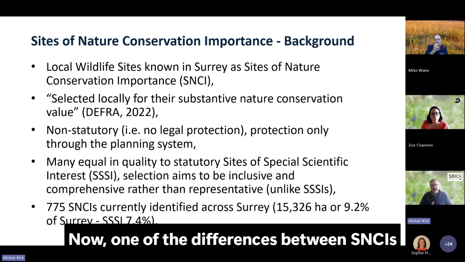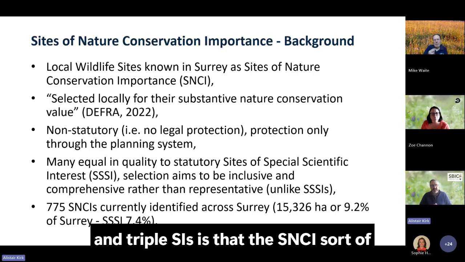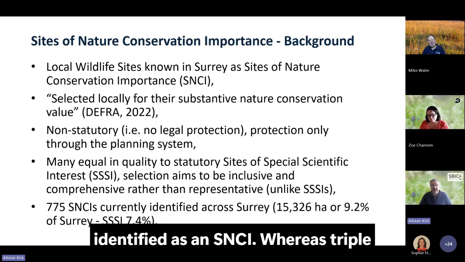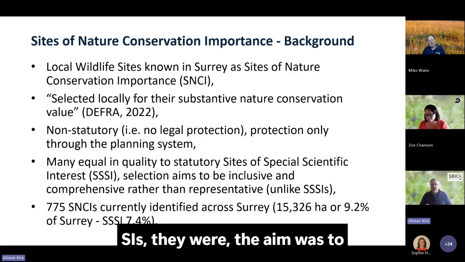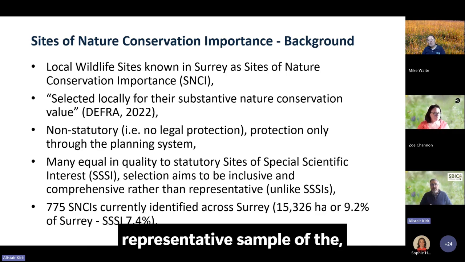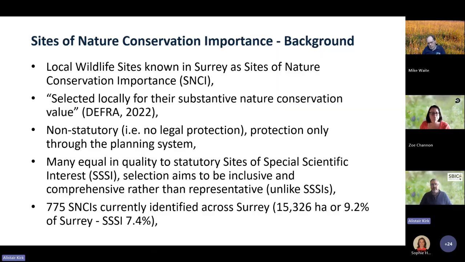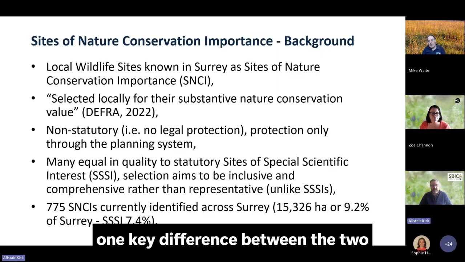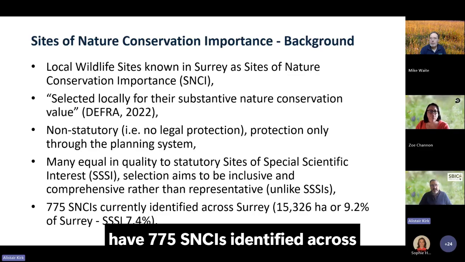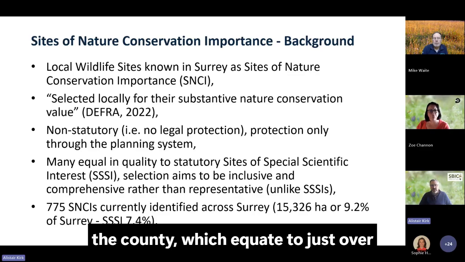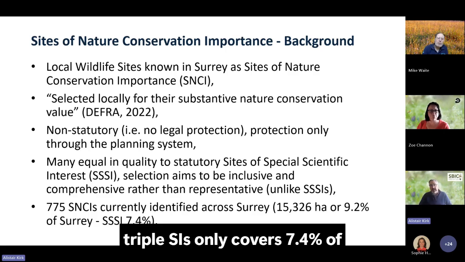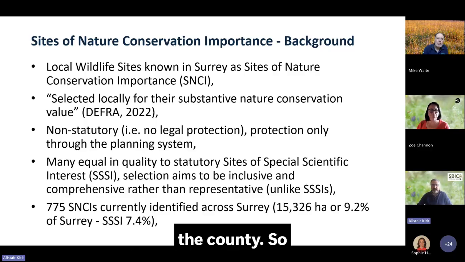Now, one of the differences between SNCIs and SSSIs is that the SNCI series aims to be inclusive and comprehensive. In other words, any site which meets the criteria should be identified as an SNCI, whereas with SSSIs, the aim was to identify and protect a representative sample of the key habitat types within a particular area. So that's one key difference between the two designations. We currently have 775 SNCIs identified across the county, which equate to just over 15,000 hectares, or 9% of Surrey, compared with SSSIs, which only cover 7.4% of the county.